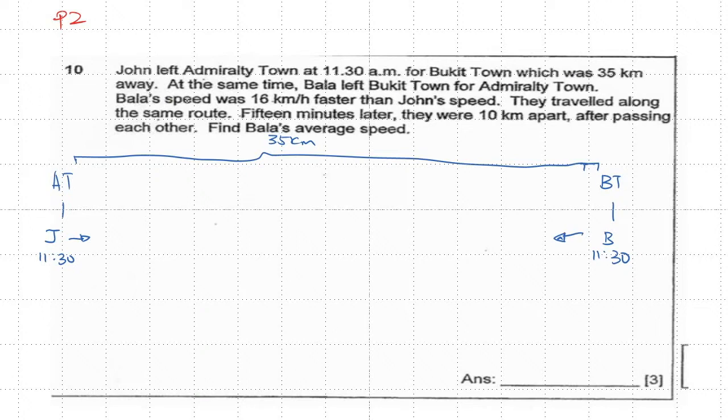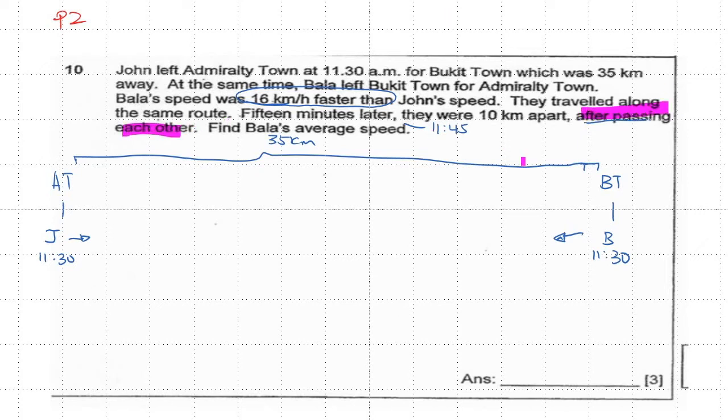They travel along the same road. So this is the road. I don't want to draw because this line looks more straight than my line. Let me just circle this important thing first, okay? They travel along the same road. 15 minutes later will be what? 11:45. They were 10 kilometer apart after passing each other. That means that they pass each other.